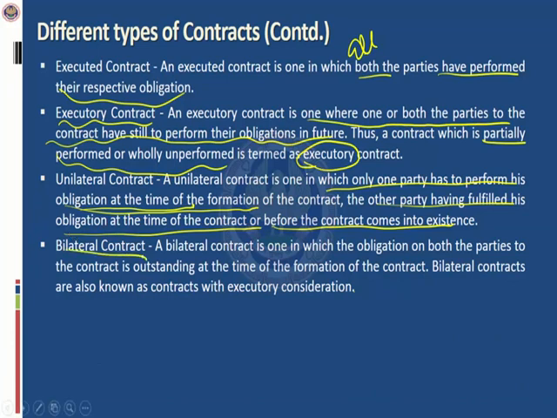Next, a bilateral contract. One in which the obligation on both the parties to the contract is outstanding at the time of formation. It is something with an executory consideration. So in the initial one, what happened was, my author had already written something, my author's book was already published, the contract was signed. After the contract, only the royalty comes. So one action was pending, it was a unilateral contract.